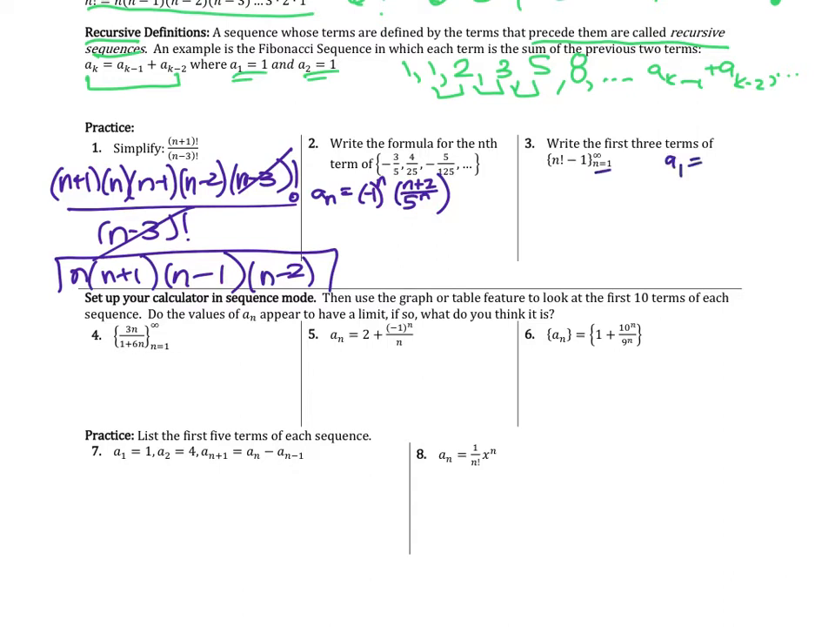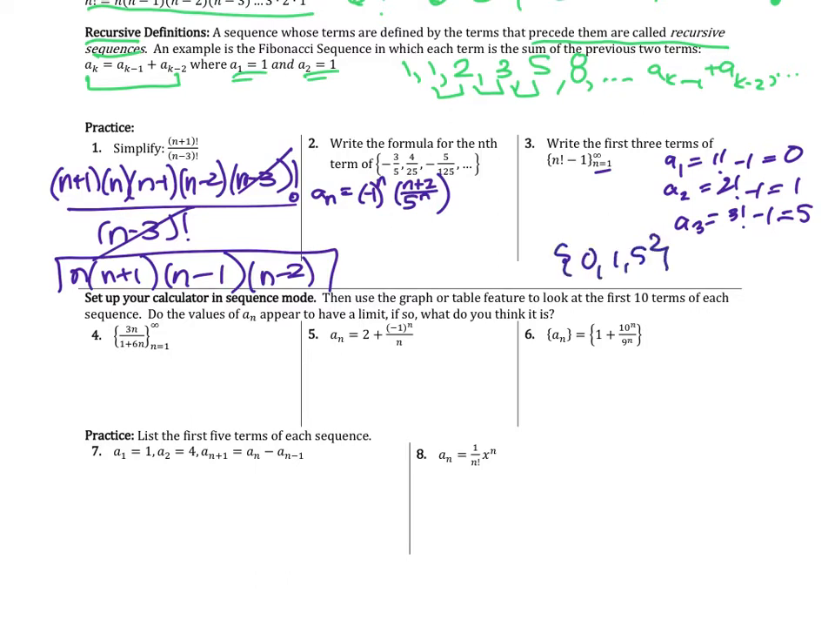So a sub 1, I'm going to show a little more work than I think you would need to here. It's going to be 1 factorial minus 1, which is 0. A sub 2 is going to be 2 factorial minus 1, which is 1. A sub 3 is going to be 3 factorial minus 1, which is 6 minus 1, 5. Couple ways you could write this. You could use set notation 0, 1, 5.